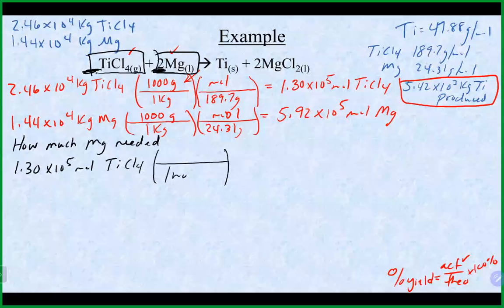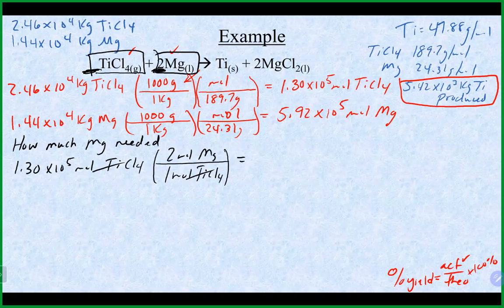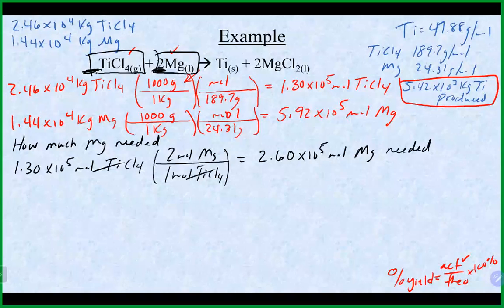1 mole of TiCl4 gets me 2 moles of magnesium. The moles of TiCl4 cancel. That gets me 1.3 times 10 to the 5th times 2, which gives 2.6 times 10 to the 5th moles of magnesium needed in this case.